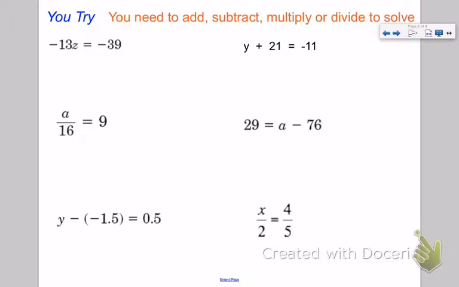Okay, I would like you guys to do the U-tries on this page. Remember the opposite operation. And we need to make sure we're really careful about questions like this one, where we are really subtracting a negative, which is the same as adding. So go ahead and try those. Pause this video.